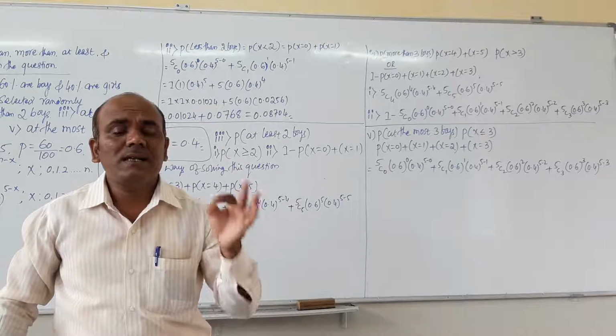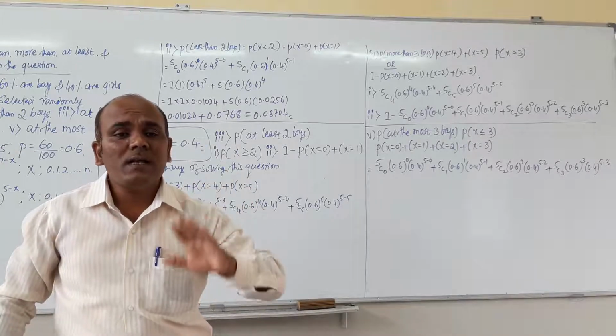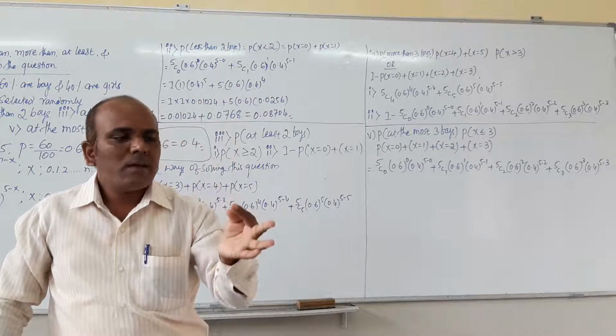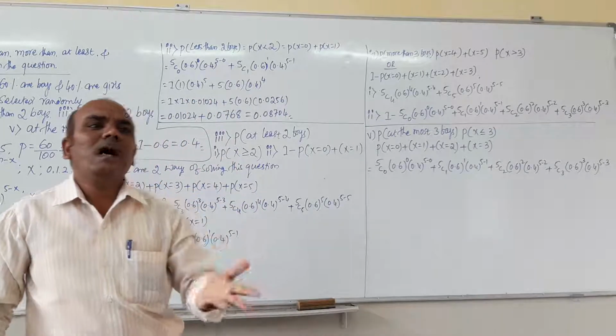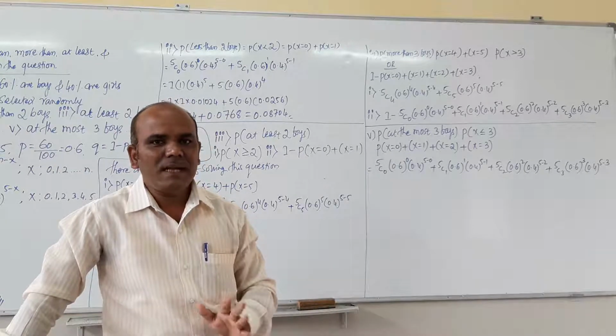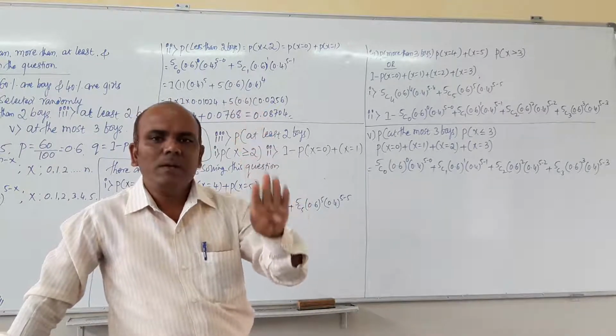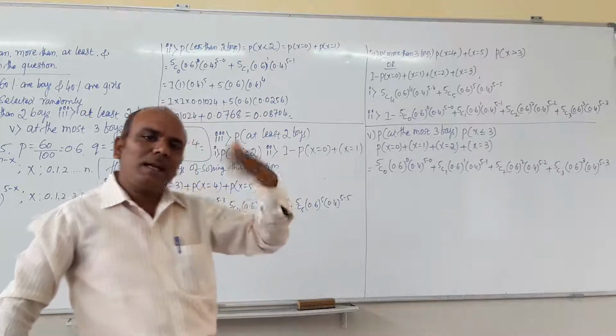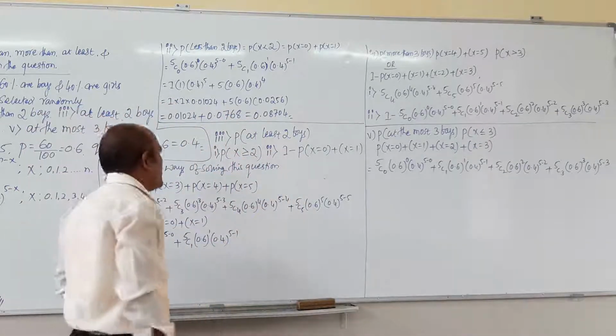When they ask less than 2 boys, you have to take x value first 0, then 1. Suppose they asked less than 3 boys, then x equal to 0 plus x equal to 1 plus x equal to 2. Like that, you have to solve such questions.